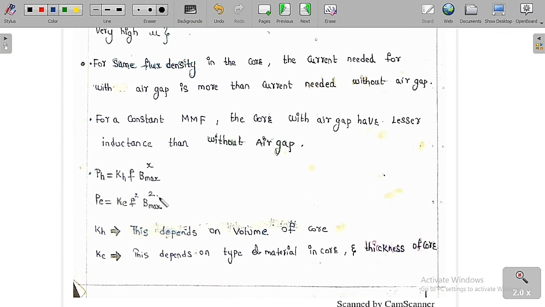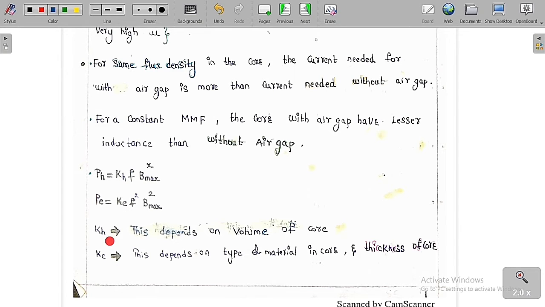So clearly, hysteresis loss means whenever there is a magnetization and demagnetization effect, the dipoles are going to change their direction, they are going to reorient, and because of that a small amount of energy is consumed by the dipoles. It is called the hysteresis loss. Whereas eddy current loss means because of the resistivity of the core, circulating currents are formed, and because of that a small amount of loss also happens in the core. It is called the eddy current loss. And the summation of the hysteresis loss and the eddy current loss is called the iron loss or the core loss in a transformer.